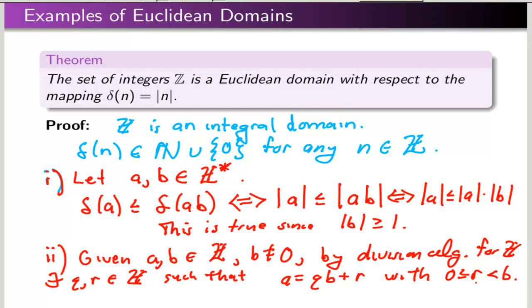Well, if R is between 0 and B, that would imply that the absolute value of R, and okay, so when B is negative, we need the absolute values here. So this would imply that the absolute value of R is strictly less than the absolute value of B. Okay, so Z is a Euclidean domain. Both properties 1 and 2 hold.